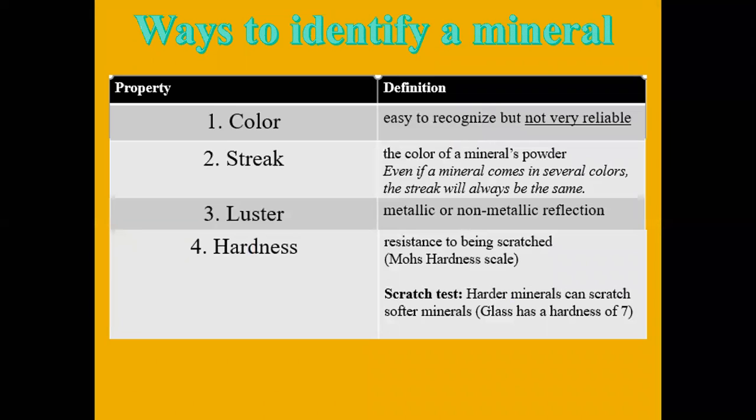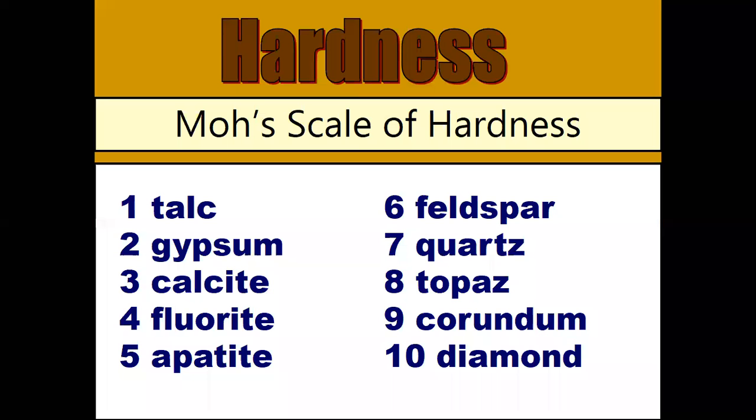Oh, I don't know why I have glass as a hardness of 7 over there. I apologize, guys. Glass hardness is 5.5, not 7. I apologize for that. I don't know how 7 got in there.